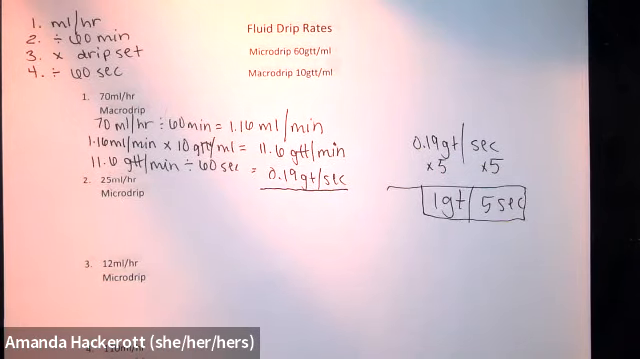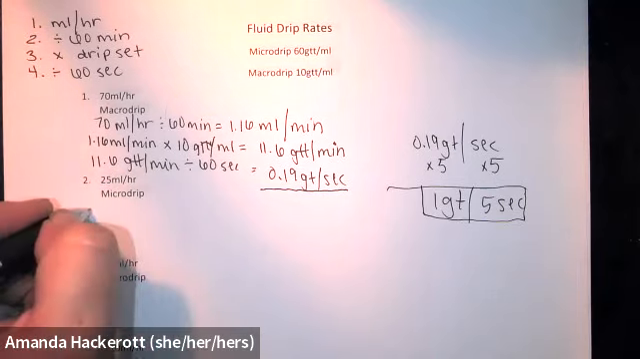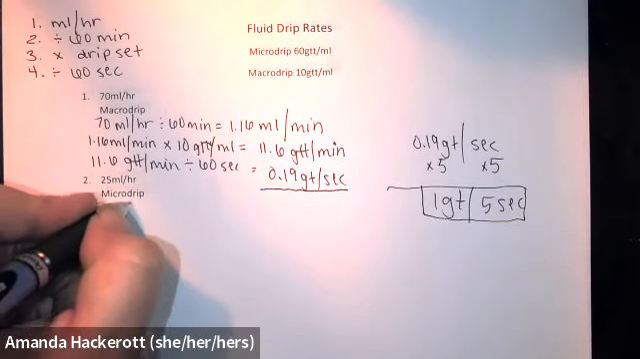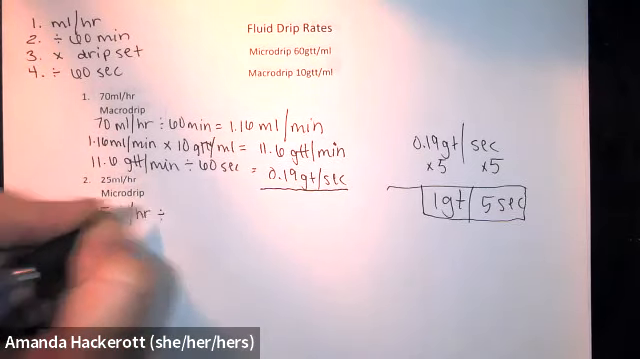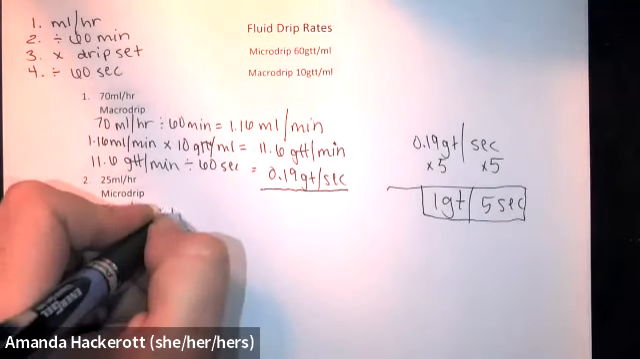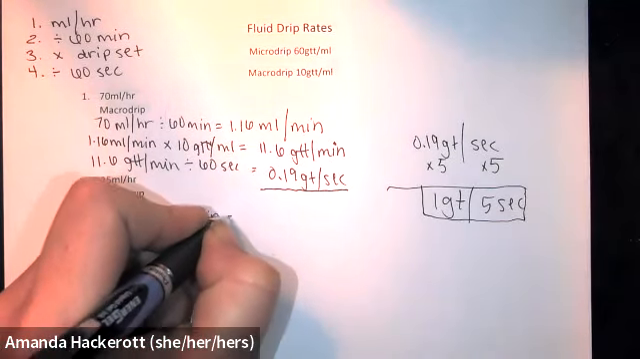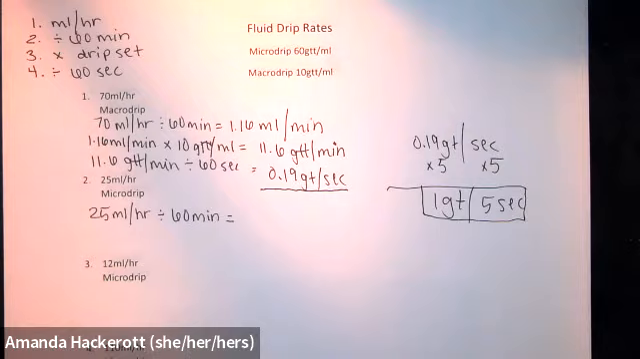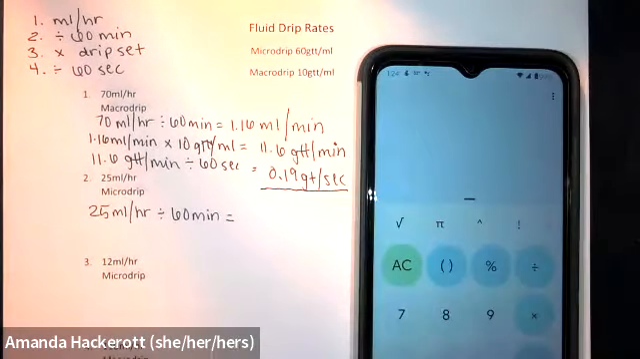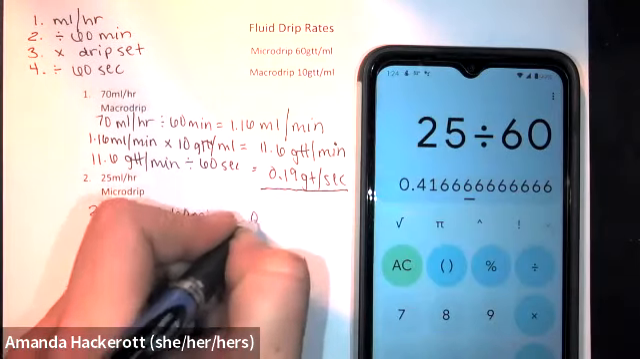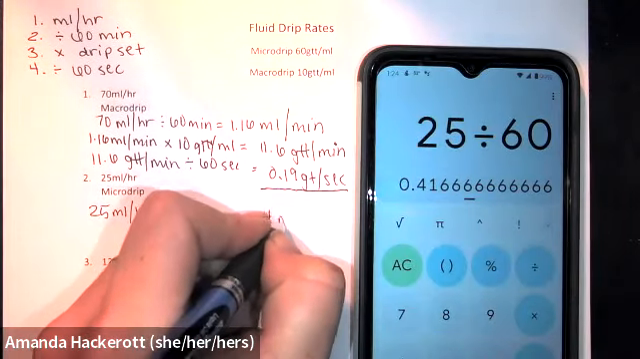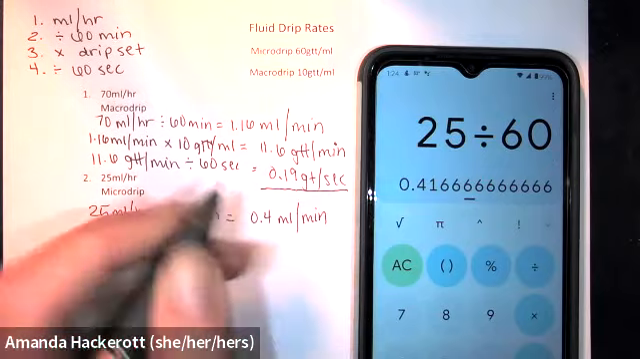Okay, let's do number 2. So again, we have our very first step. Our mL per hour is already given to us. So our 25 mL an hour is our first step. We already have that. We're going to go ahead and jump into step number 2, which is dividing by 60 minutes. We have our 25 mL divided by 60 minutes, gives us 0.4 mL in a minute.